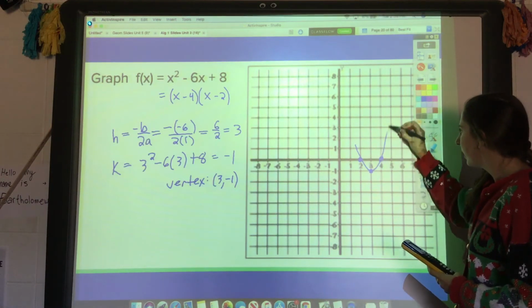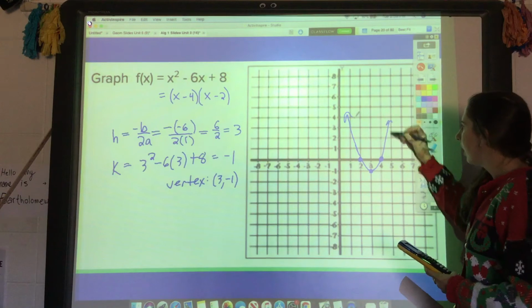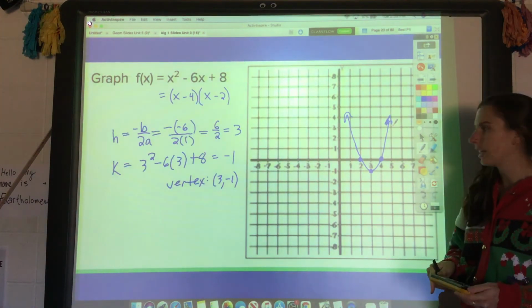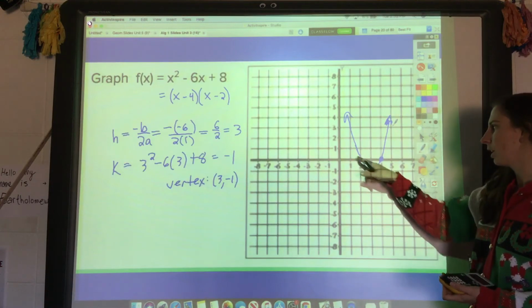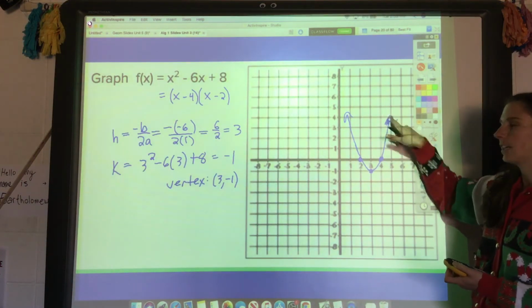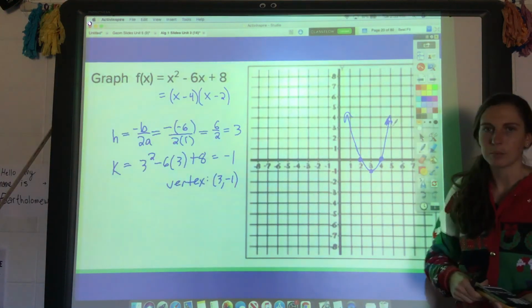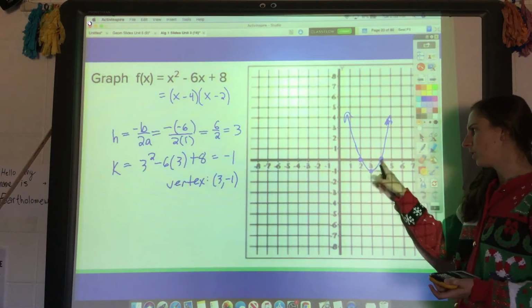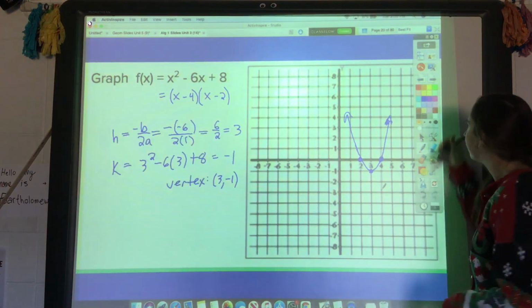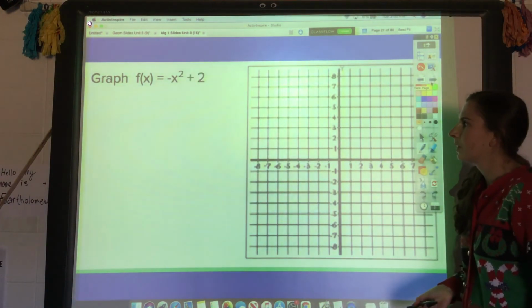So there's a pretty good graph of this equation. Again, you could always put in more things if you wanted to. Like if I wanted to plug in a 1 and see what that is exactly. If I wanted to plug in a 5 and see what it is exactly, I could do that. But this is a pretty precise graph. I know the zeros, I know the vertex, and I know it opens up. Let's try one more.